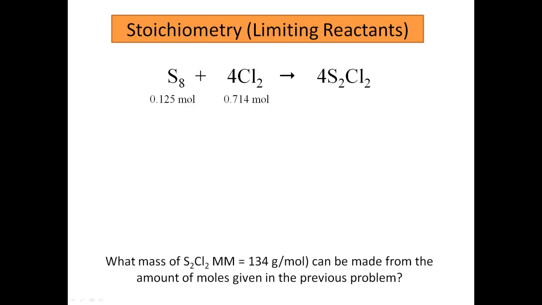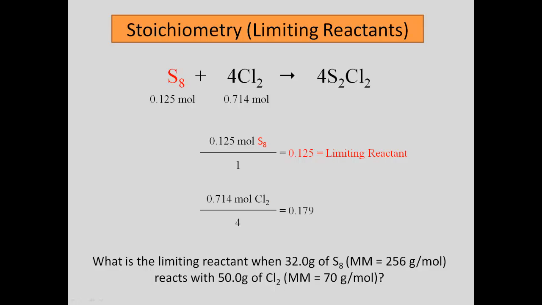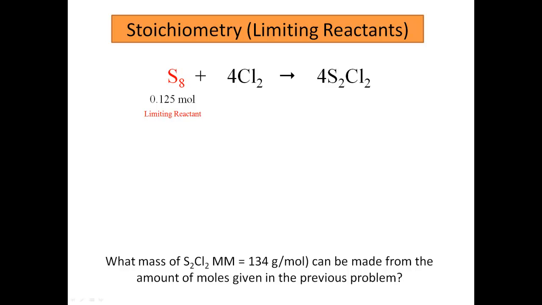We can use limiting reactants to figure out how much of a product should be produced in a chemical reaction. For example, what mass of S2Cl2 can be made from the amount of moles given in the previous problem? So let's remember something from the previous problem. Remember that we determined that S8 was our limiting reactant.